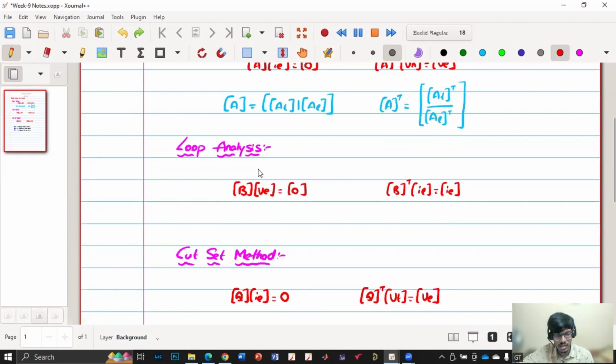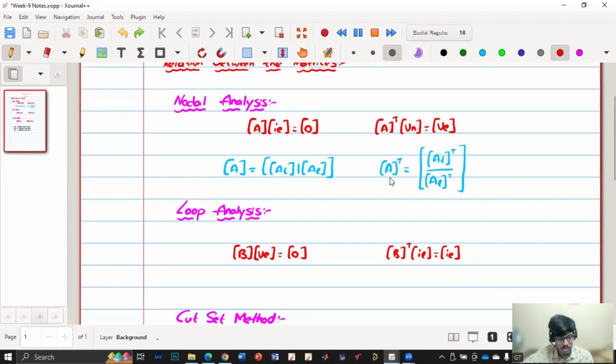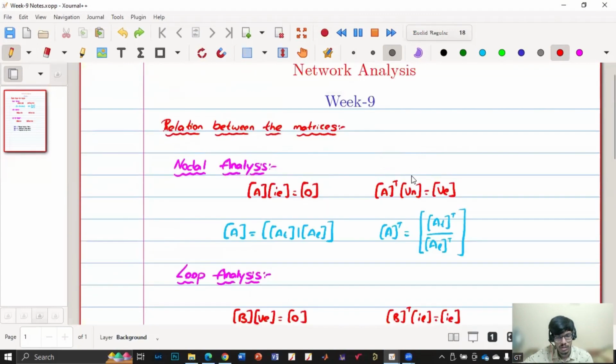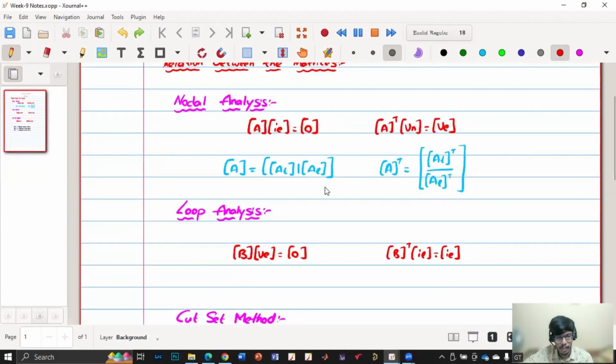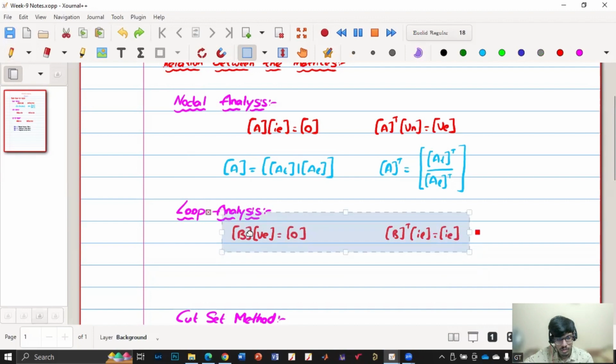So I can write this, right? So the A matrix can be written something like this. Do you agree until this point? Hello. Sir, repeat it once again, sir.